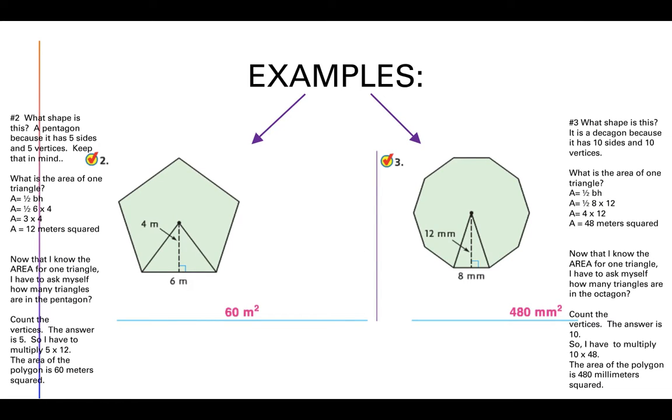Let's go over 2 more examples together, and then you're going to try to do one on your own. Let's start with number 2. This is also a pentagon. A pentagon has 5 sides. Remember, draw a line from the vertices where the sides connect to the center of the shape. That's 1. From here to here, that's 2. From here to here, that's 3. Here to here, that's 4. And here to here, that's 5. So I should have 5 triangles here.